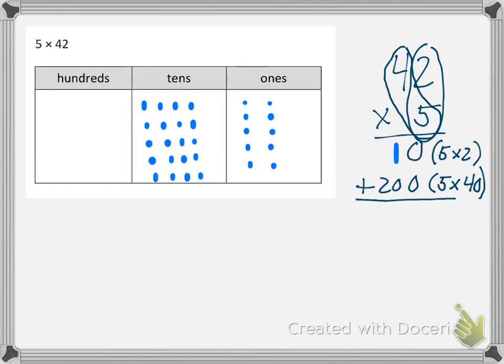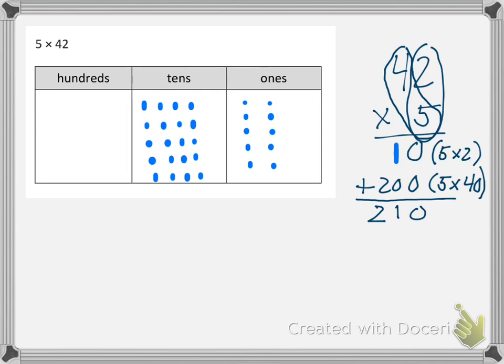And if we add these up, 0 plus 0 ones is 0. 1 ten plus 0 tens is 1 ten. And 0 hundreds plus 2 hundreds is 200. So we have 210. So how does that look in our place value chart?